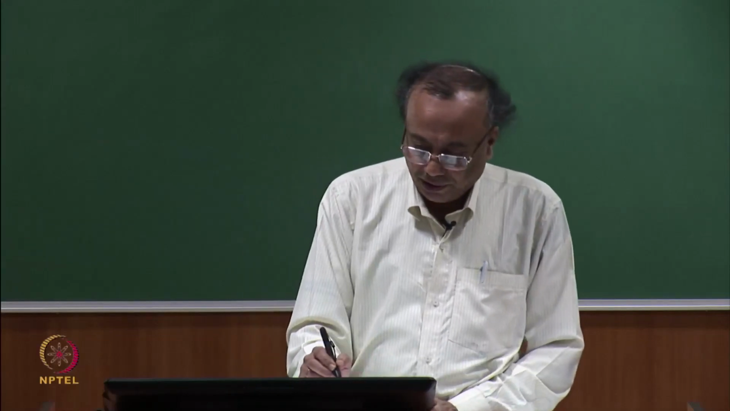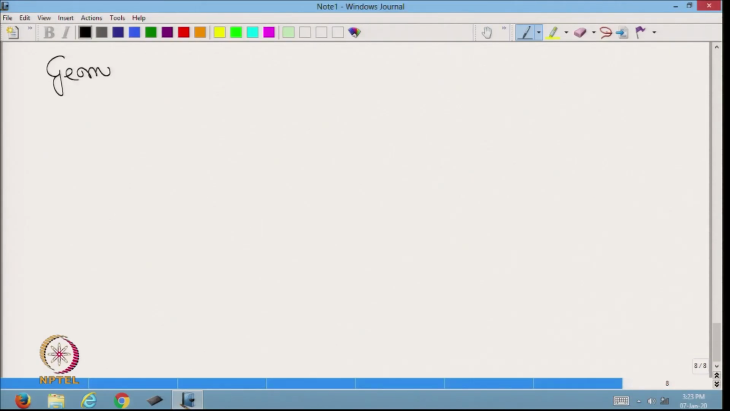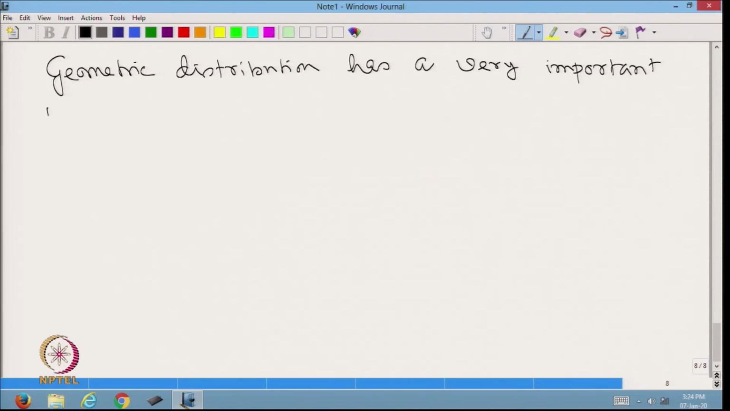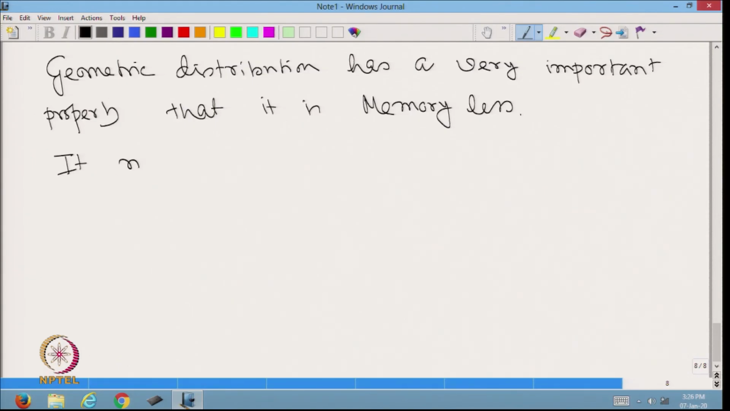Now, the geometric distribution has a very important property: that it is memoryless. What does it mean? It means the following.